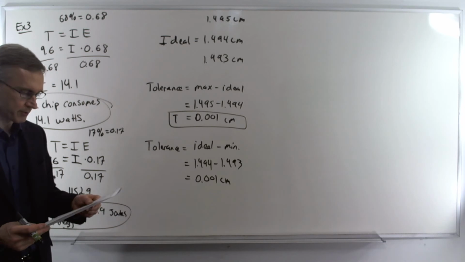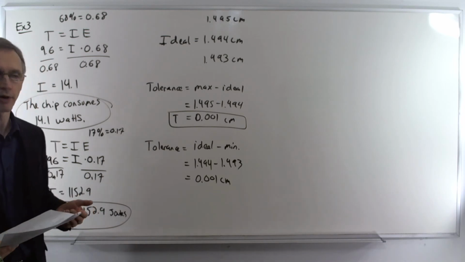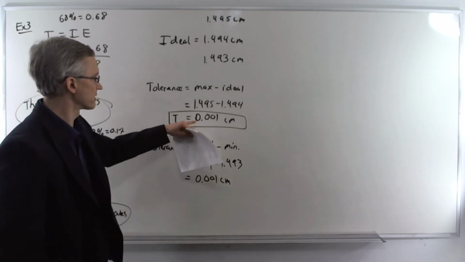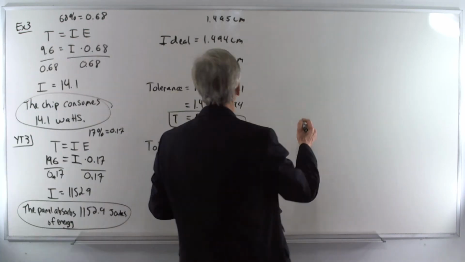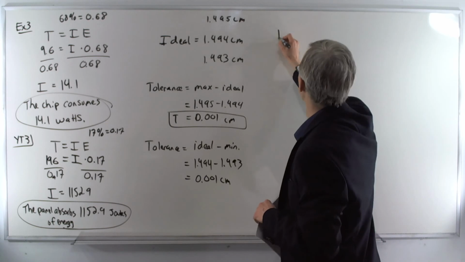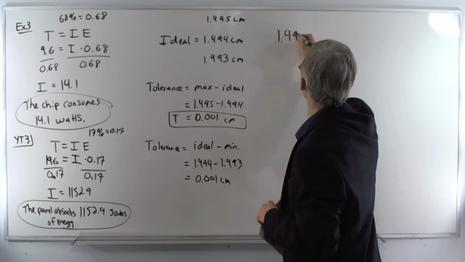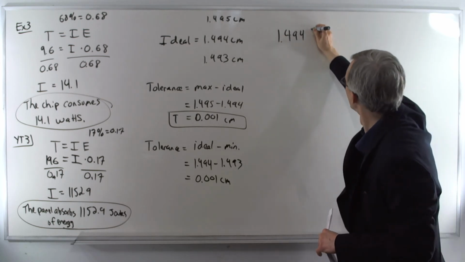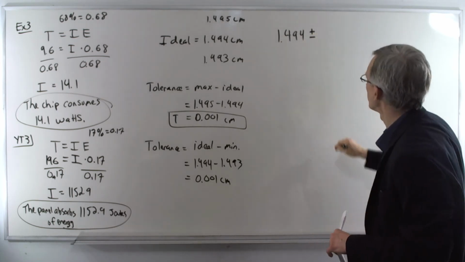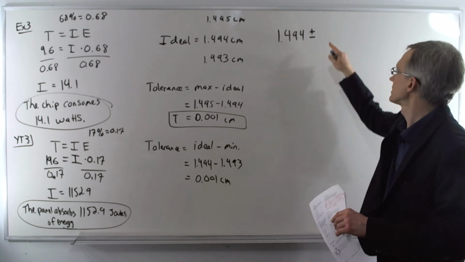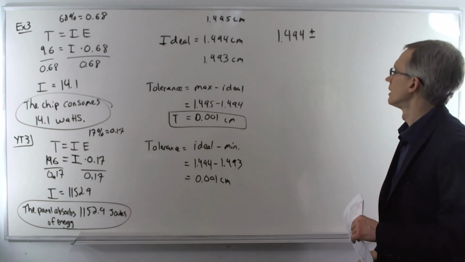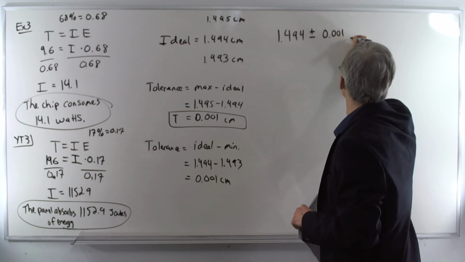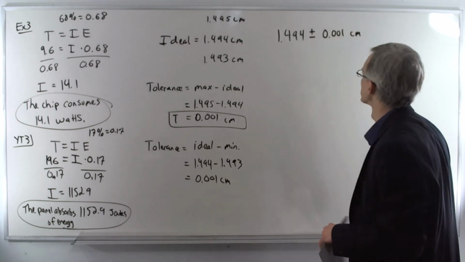Now we can also express tolerances as a percent. That'll be one of the problems we're going to do, is we're going to take this tolerance expressed as just a number, and one way you could write that is 1.494, the ideal value. And then we use a symbol plus with a minus underneath it. That means plus or minus. And then we put the tolerance, 0.001. And it's in centimeters.